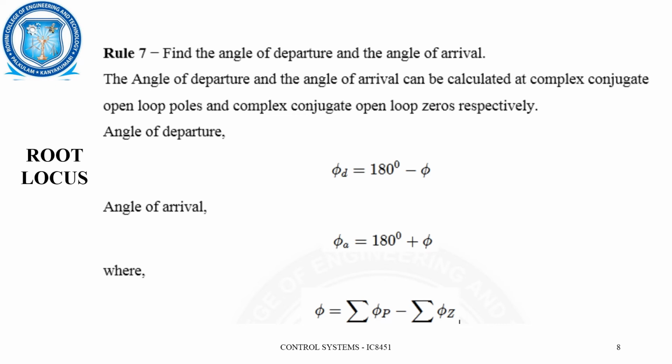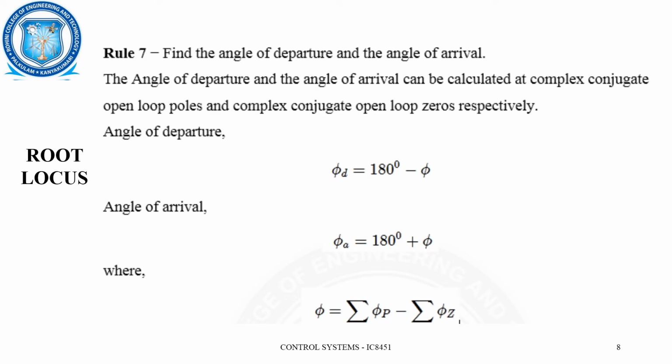And the last one is rule 7, where we have to find the angle of departure and angle of arrival. Why are we finding the angle of departure or angle of arrival? So now we have directed the root locus. We have drawn the asymptotes and we have directed the root locus to go through them. But they will be arriving at a point.